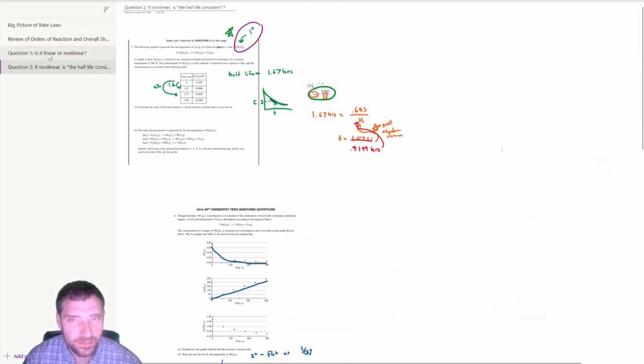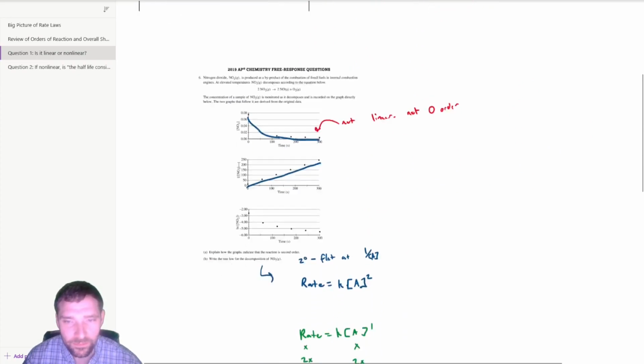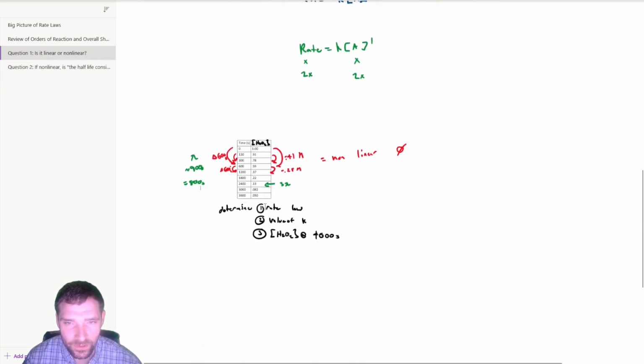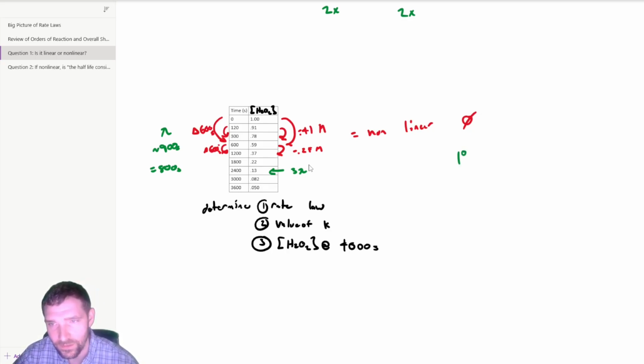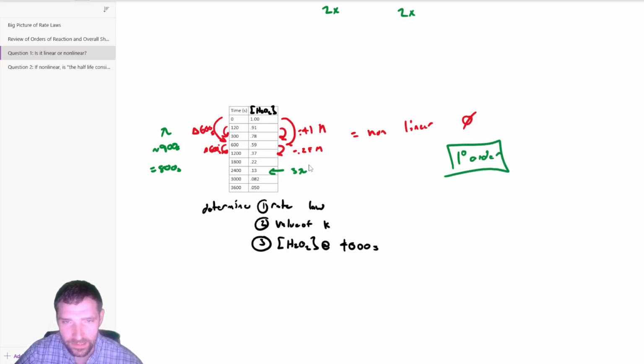And there's a little bit more to this problem for determining the value of k, but we can say that this looks to me like something with a consistent half-life. So I would say that this is a first order, just because we can see that it is definitely not linear, and it does appear to have a pretty consistent amount of time that it takes to cut the sample in half.